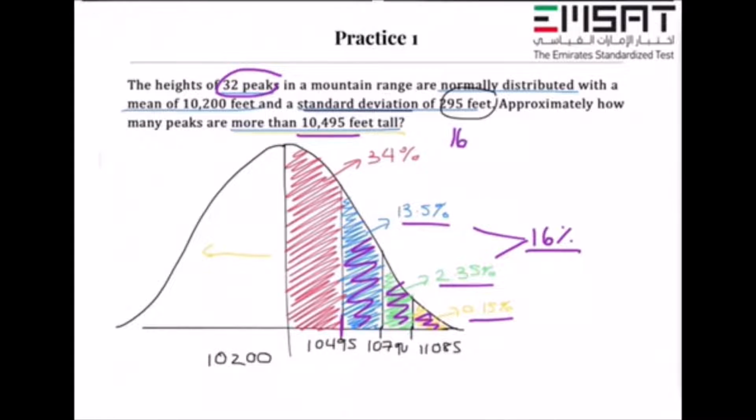Adding our percentage over 100, times 32, which is the number of peaks, will equal 5.12. Of course, we can't have 5.12 mountains, so we have to round it, which will give us 5 mountains, and that's the answer.